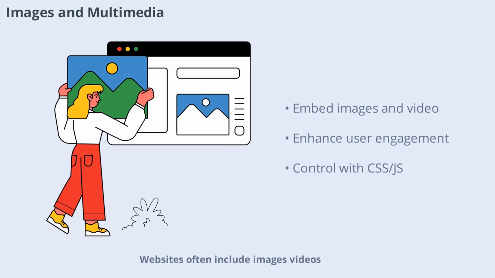Websites often include images, videos, and audio to enhance content and engage users. HTML provides tags for embedding multimedia, while CSS and JavaScript can control their appearance and behavior. Using multimedia effectively can make your site more attractive and interactive. Let's look at how to add and manage images and other media in your web projects.